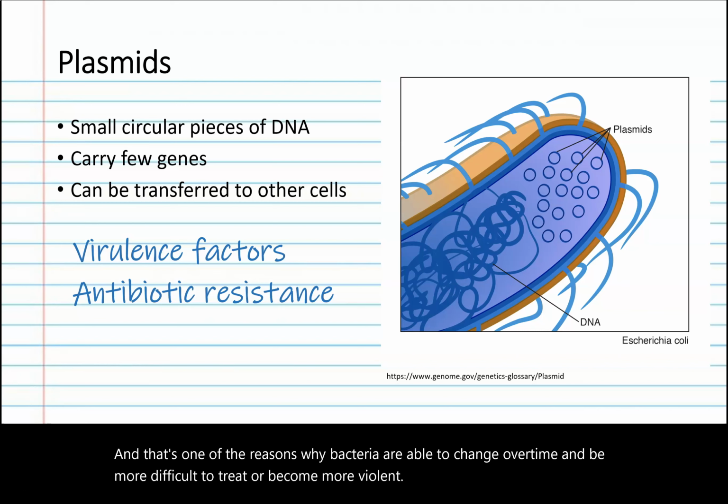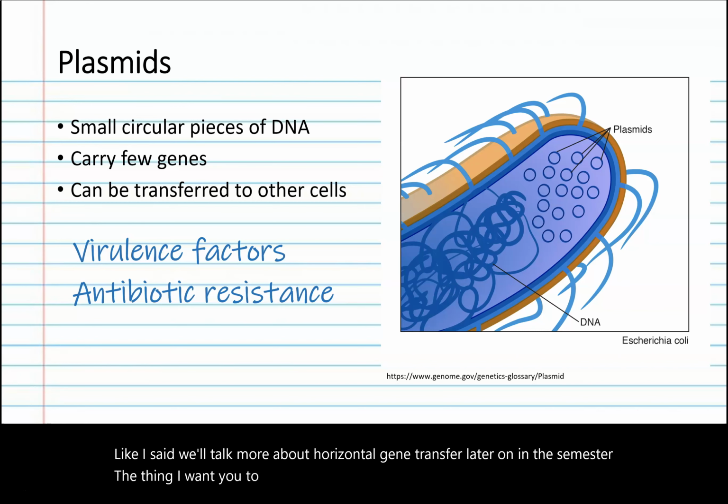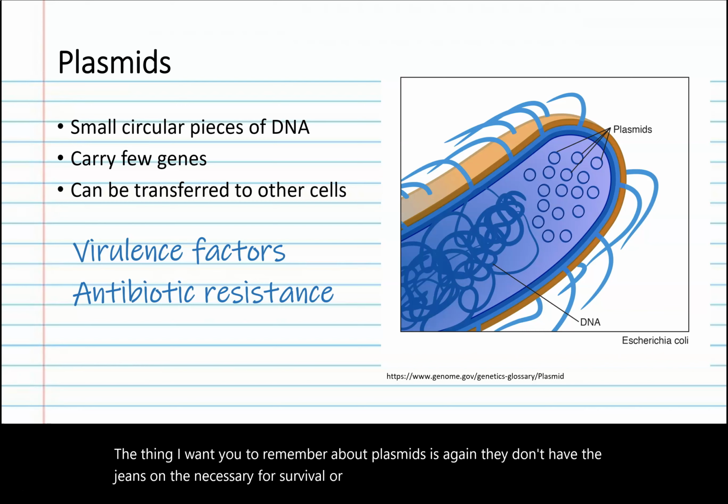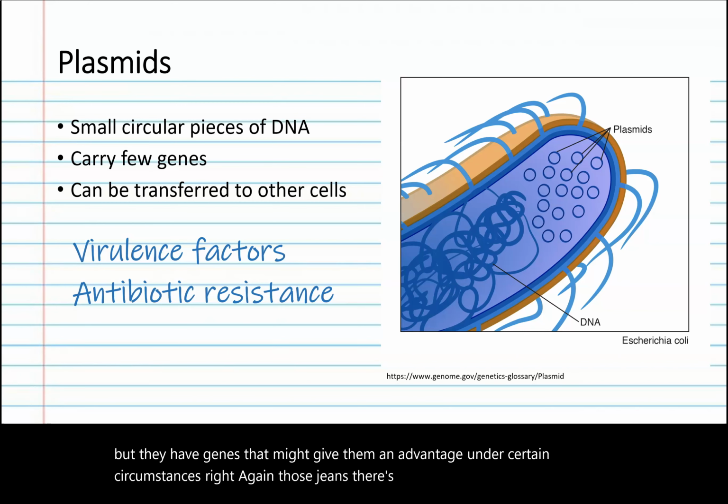Like I said, we'll talk more about horizontal gene transfer later on in the semester. The thing I want you to remember about plasmids is, again, they don't have the genes on them necessary for survival or necessary for everyday life of a bacterium, but they have genes that might give them an advantage under certain circumstances. All right, again, those genes, there's usually only a couple of them on a plasmid.